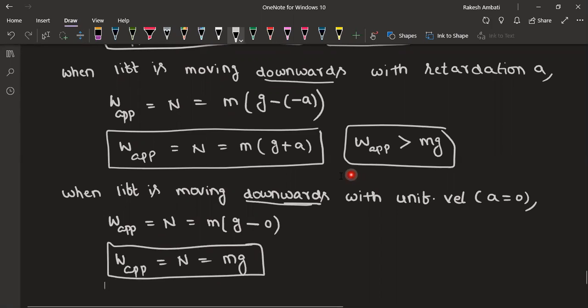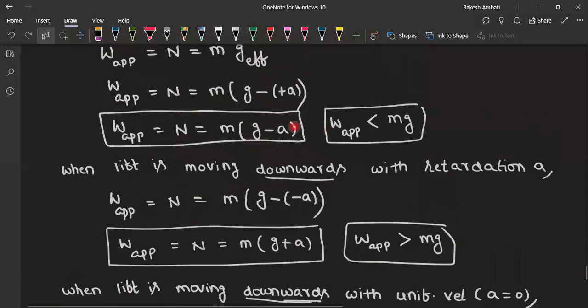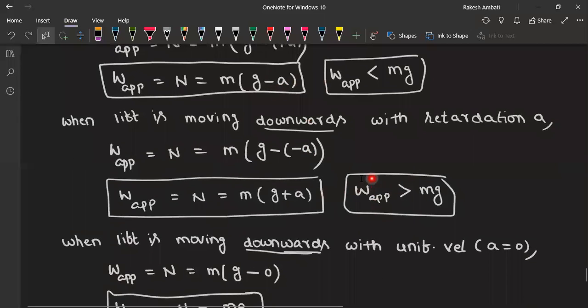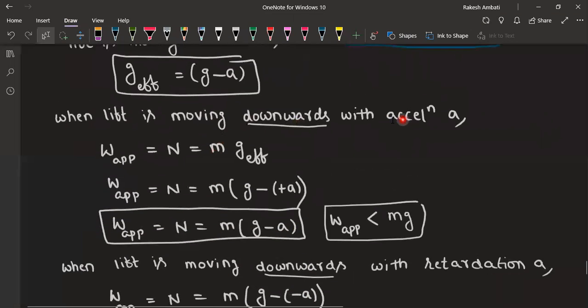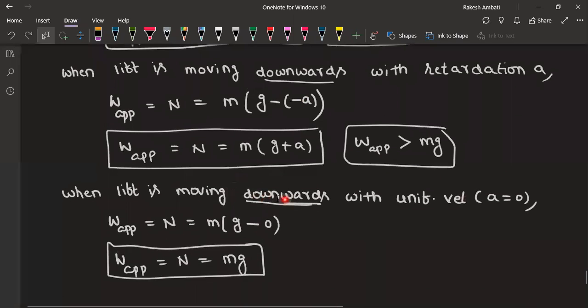So here we covered all the points: lift moving downwards with acceleration, lift moving downwards with retardation, lift moving downwards with uniform velocity. So all the cases are completed. So it is about the man in a lift.